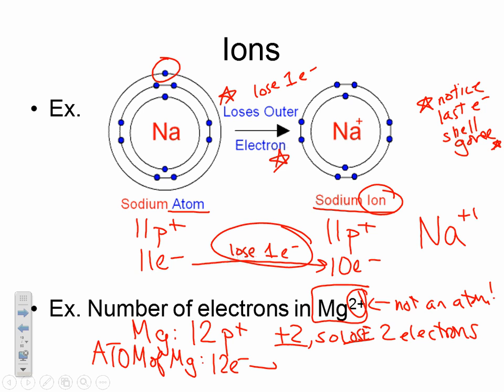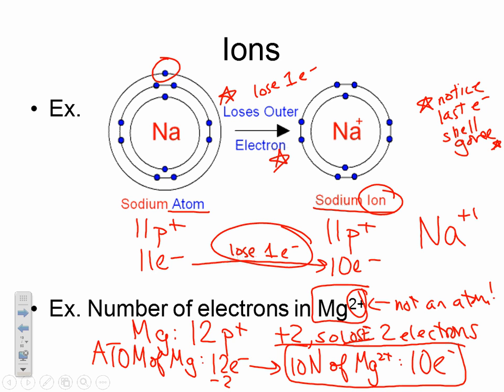So the ion of magnesium, instead of containing 12 electrons, we're going to subtract away the 2 that it lost, is going to contain 10 electrons. And that's really what we want to be able to figure out, that the ion has 10 electrons rather than the 12 that the atom started with.